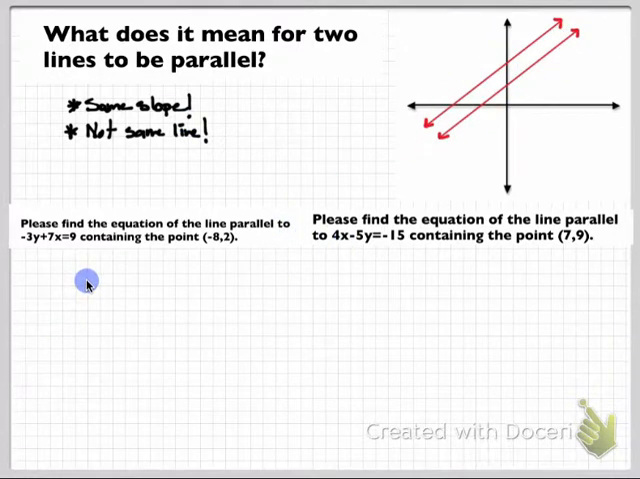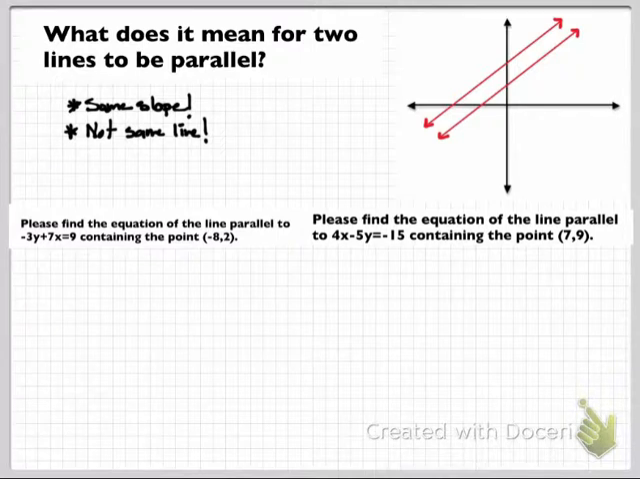Okay, so now let's take a look at some example problems. Let's find the equation of a line parallel to negative 3y plus 7x equals 9, containing the point (-8, 2). Now, the first thing I think we're going to want to do is find the slope of this original line, because then we're going to use that slope for our new line. So let's go ahead and do that first.